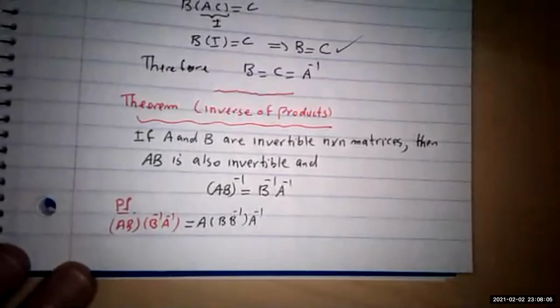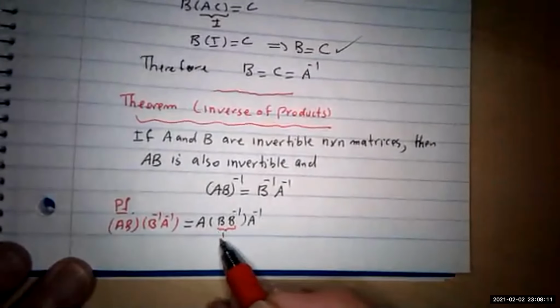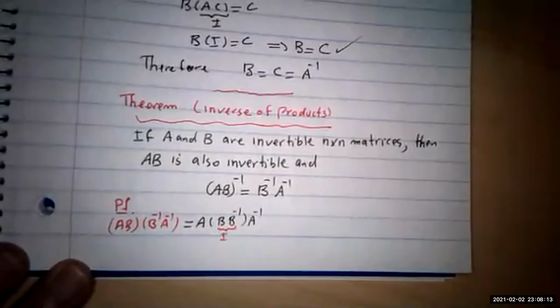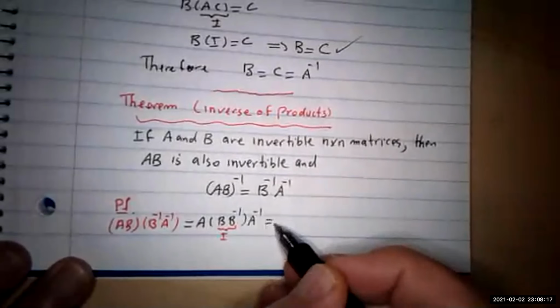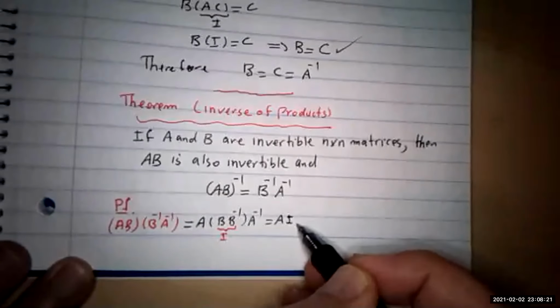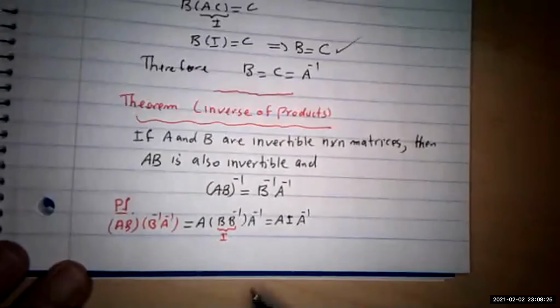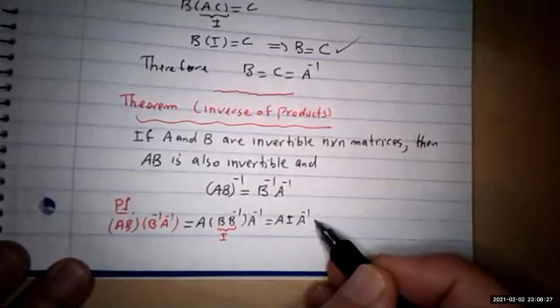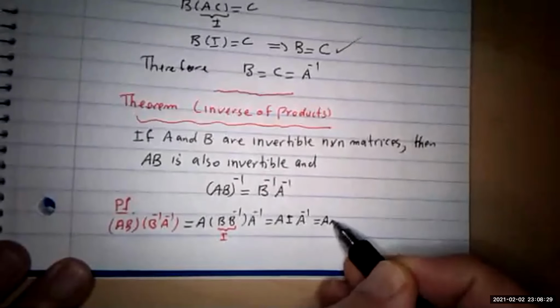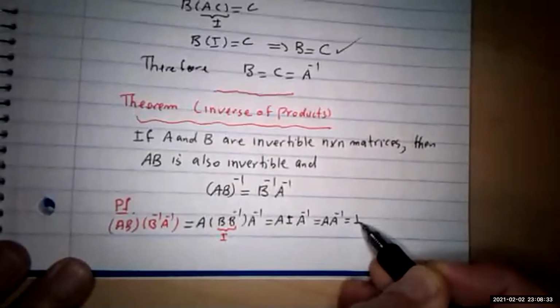See? But this is I. Okay, this is going to be equal to the I. So what I have is going to be A, I, A inverse. But you know that I is like 1. So A times I would be A. But A times A inverse is like 1, it is the identity. That's it.